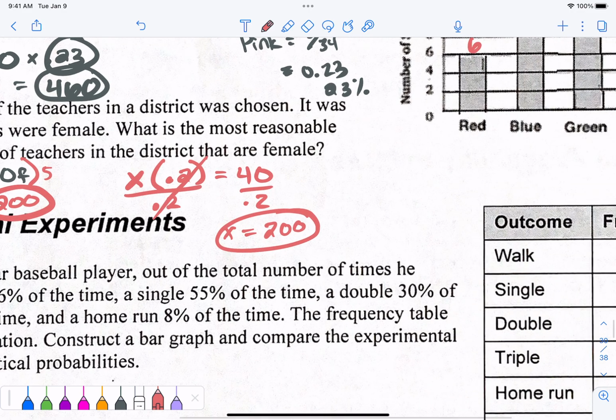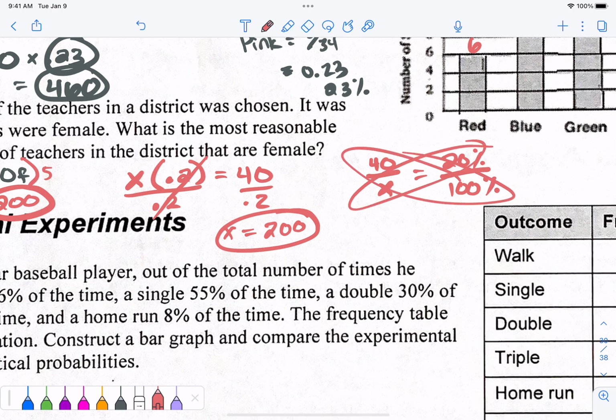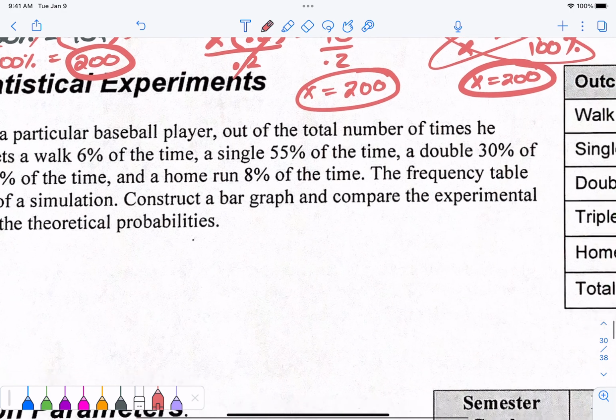Or, along the same lines as the first one, 40 out of how many is 20% out of 100%, right? And then you could cross multiply and divide if you like to do it that way. So whichever way makes sense to you, you're going to get 200 no matter what. All of those will give you the right answer as long as you set them up correctly. Got it? Okay. All right.